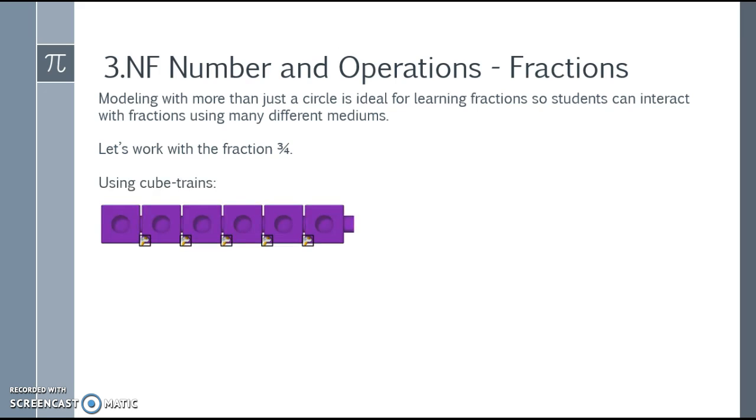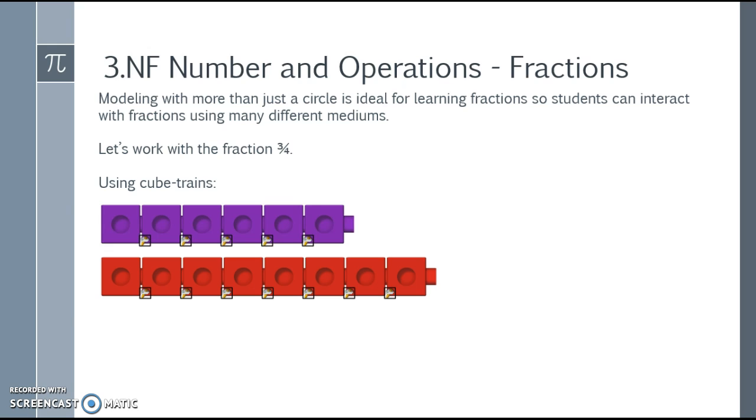I'm going to use some cube trains. You see along the top, I have 1, 2, 3, 4, 5, 6 cube trains. Note then, why would I use 8 cube trains to represent 4?